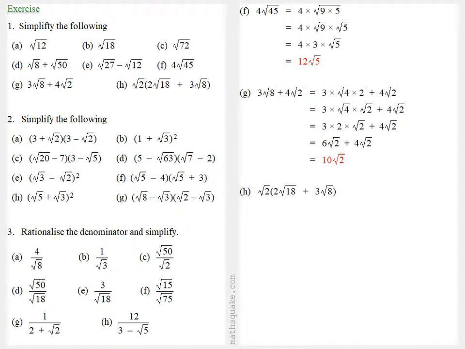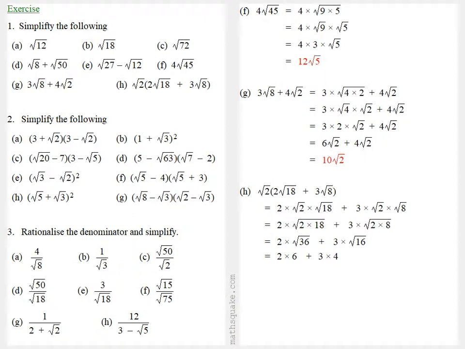In question H, we have root 2 times root 18 plus 3 times root 8. If we expand the brackets, that's 2 times root 18 plus 3 times root 8, which can be written as 2 times root 2 times 18 plus 3 times root 2 times 8, which is equal to 2 times root 36 plus 3 times root 16, or 2 times 6 plus 3 times 4, which is 12 plus 12, or 24.